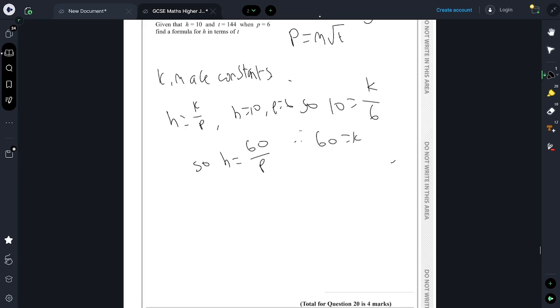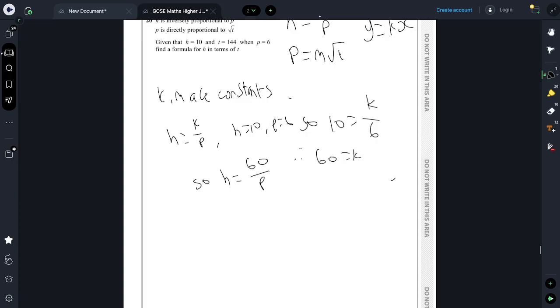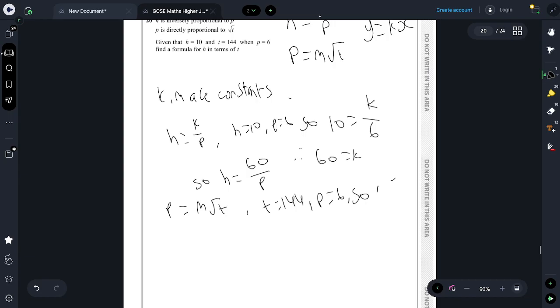We also know that P is m root t, and we know that when t is 144, P is 6.